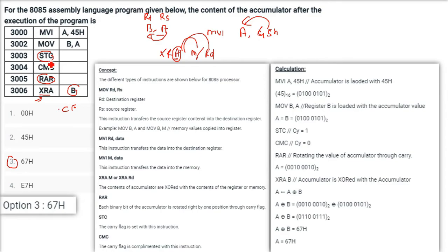STC, the carry flag is set with this instruction. So STC will just set the carry flag to 1. And CMC, the carry flag is complemented with this instruction. Whatever the carry flag is, if it is 1, it will become 0. If it is 0, it will become 1.